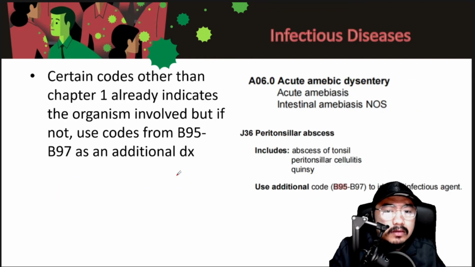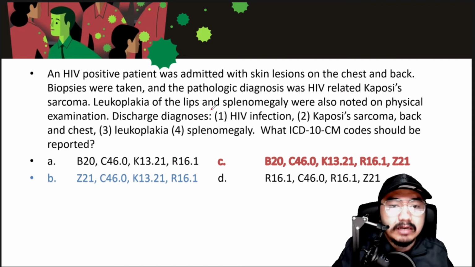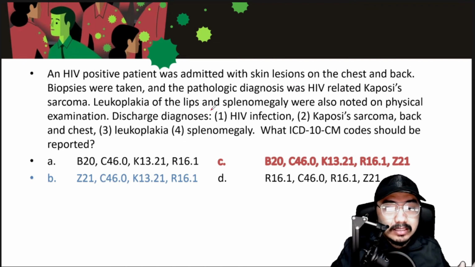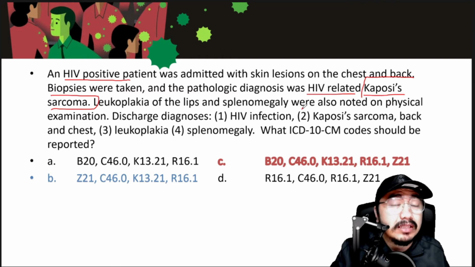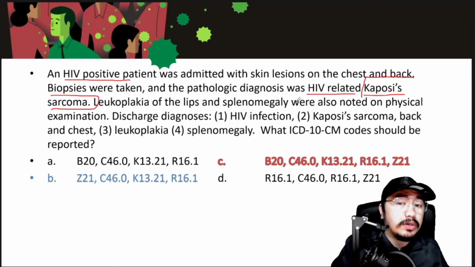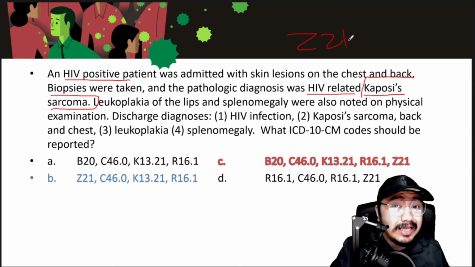All right, so let's answer a question here related to your HIV. At least you know that it's not always easy questions that will come out from your exam. This HIV positive patient was admitted with skin lesions on the chest and back. Biopsies were taken, and the pathologic diagnosis was HIV related Kaposi sarcoma. So it's already mentioned that Kaposi sarcoma is an HIV related condition. So what you want to do here is eliminate all the choices that have Z21, because Z21 is asymptomatic.